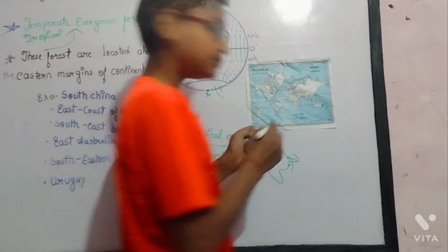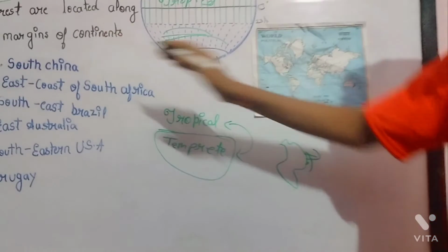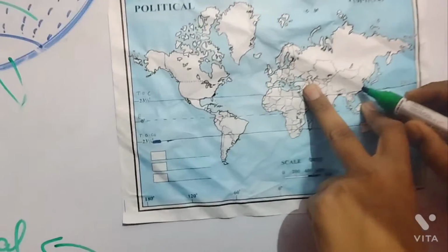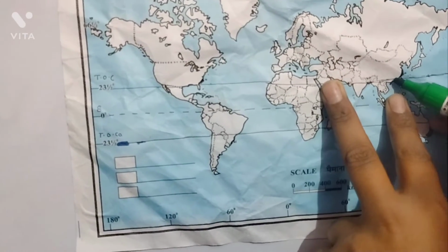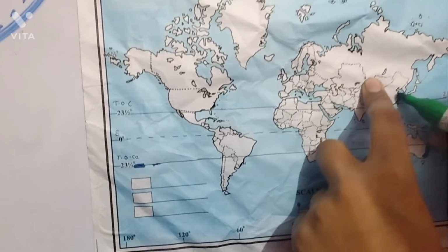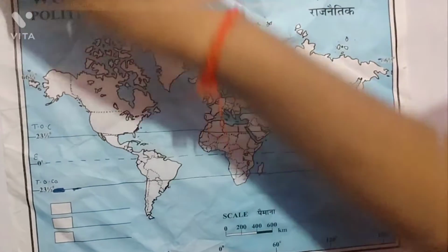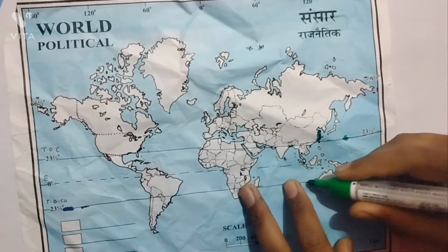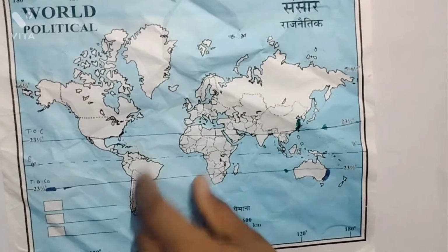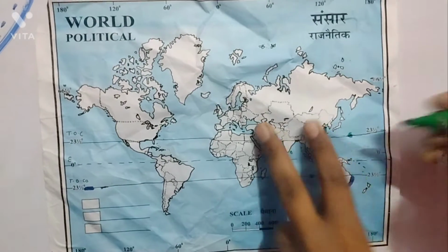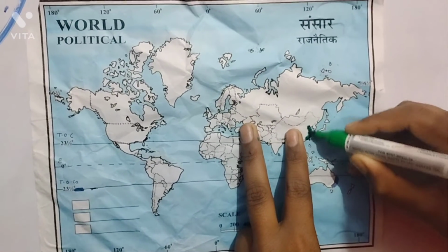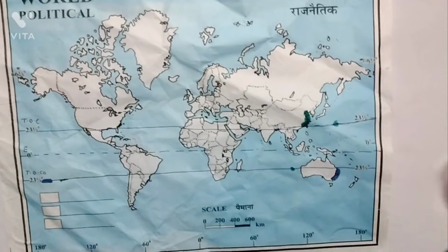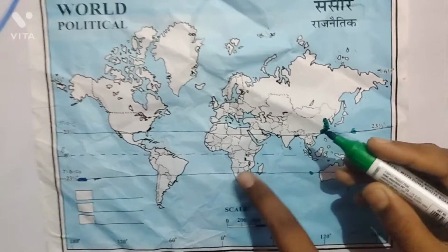As you know, South China, as you can see in this map, is China. So the Southeast China is, as you can see, this is the tropical line. In this region, tropical evergreen forest lies. Above this place is Southeast China, where the temperate evergreen forest lies, and next the east coast of South America.